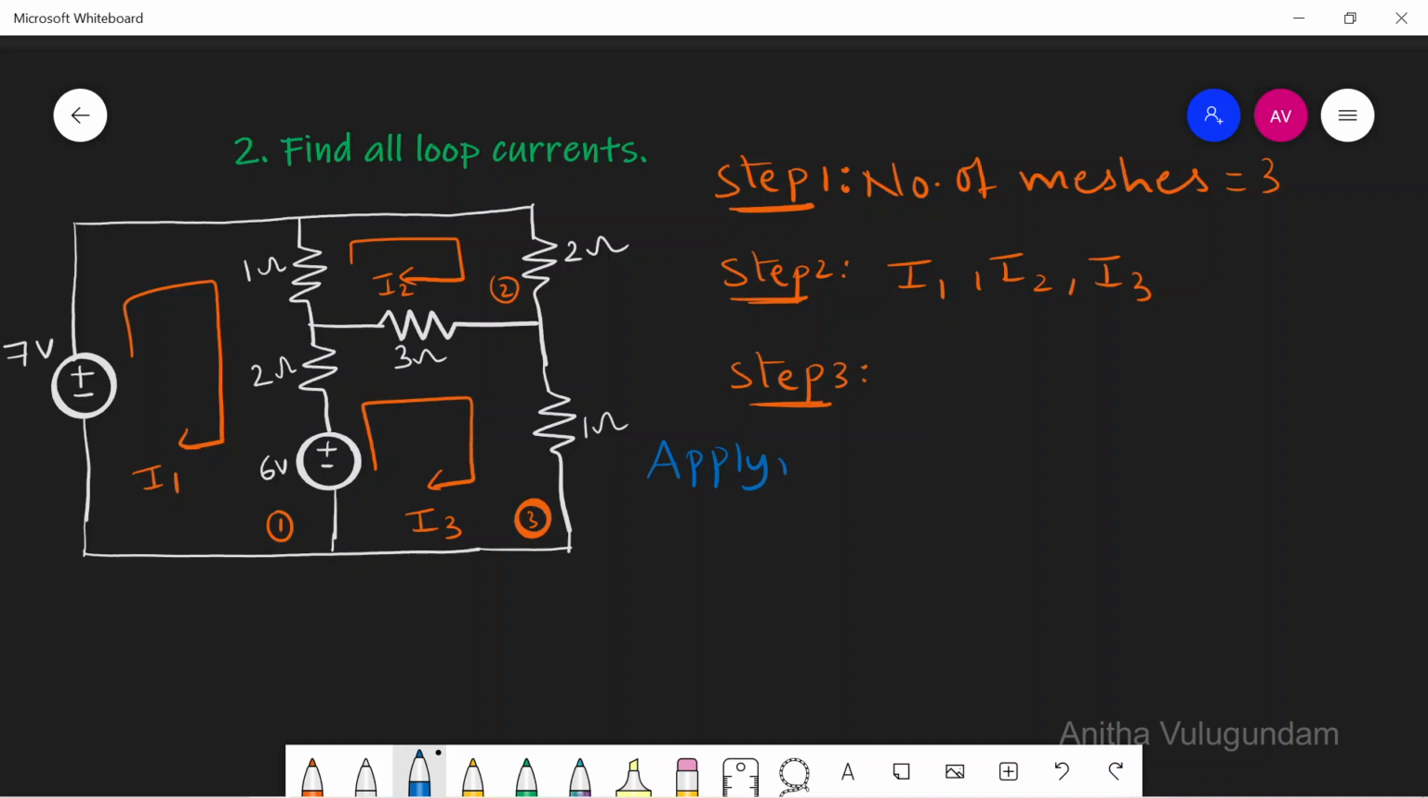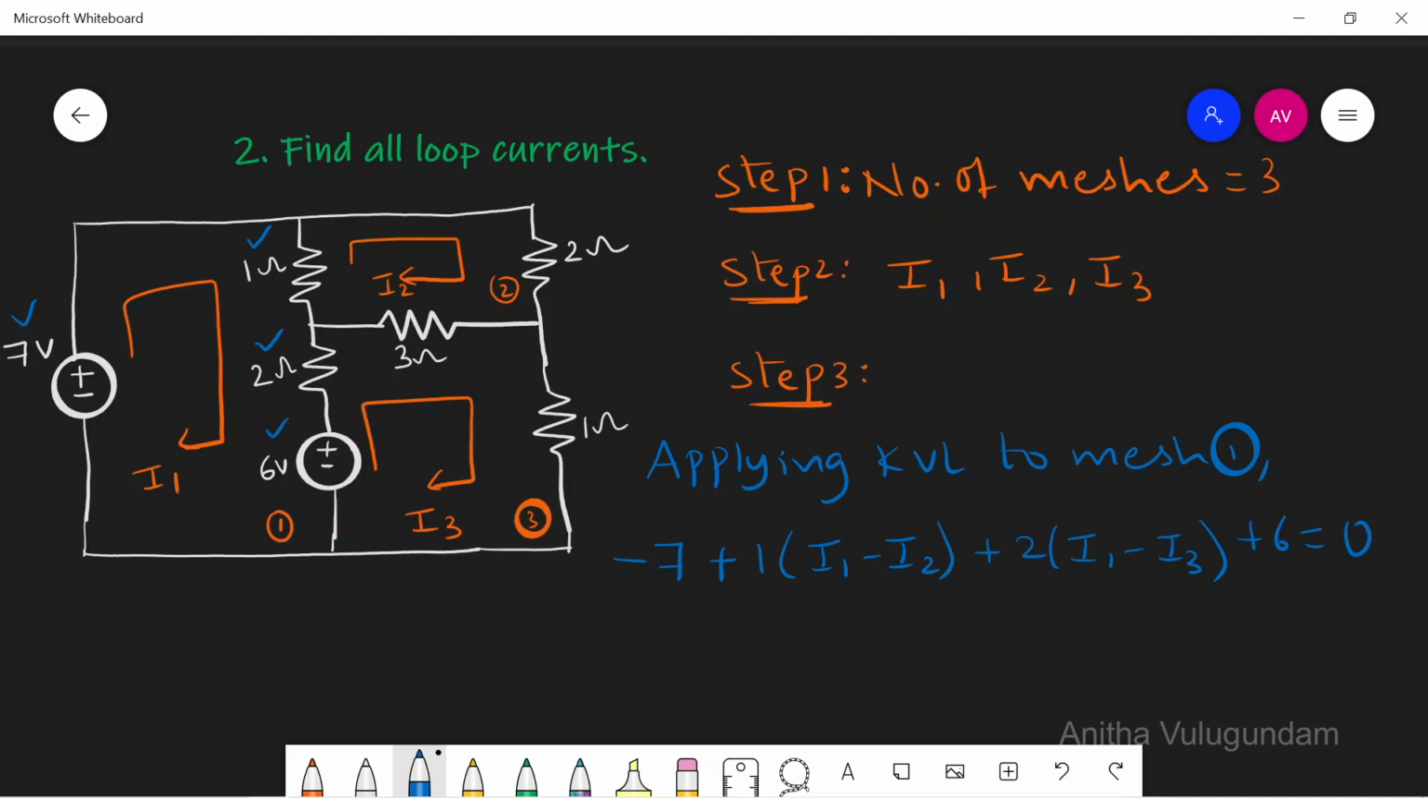Applying KVL to mesh 1 or loop 1, we can write. Let us start writing with 7 volts, minus 7 plus next 1 ohm, voltage across 1 ohm, 1 into I1 minus I2, plus next 2 ohm resistor, voltage across 2 ohm resistor is 2 into I1 minus I3, next voltage source plus 6 equal to 0.